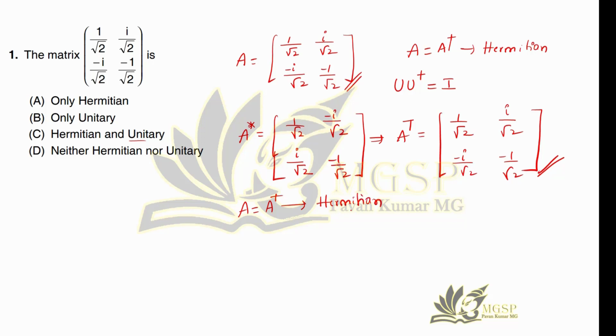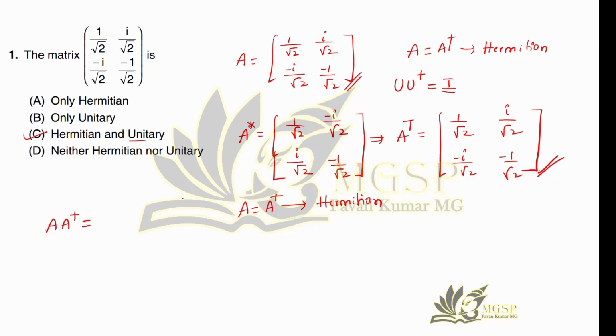But the answer is not yet over. They have given two options: only Hermitian or only unitary, and there is one more option, that it is both Hermitian and unitary. So now we have to check for the unitary matrix. Now we will consider this A as U, and A dagger times A, you have to get I.